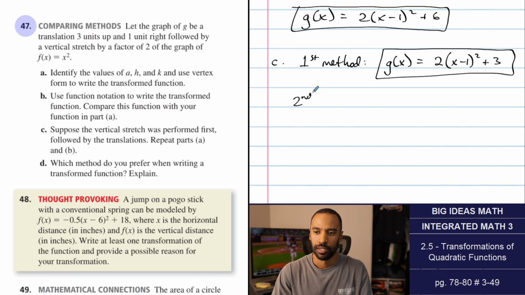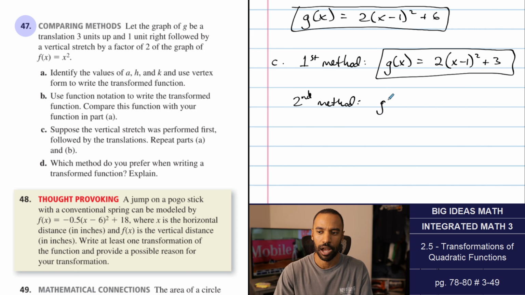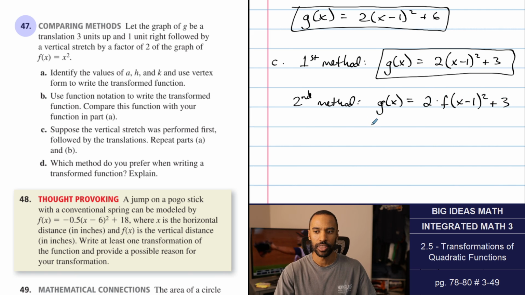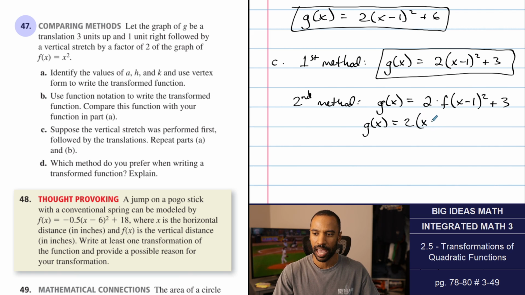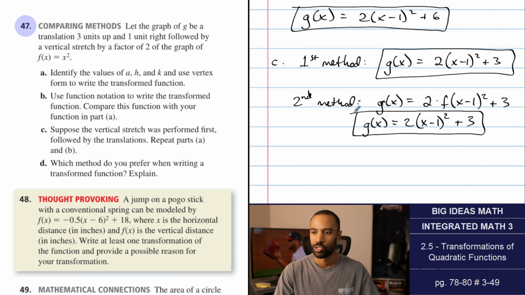Now the second method, it depends on whether you know to be careful with this. You could make an h of x in between. Maybe you know you can do this all in one step. You do the vertical stretch to the function, within that function you go 1 unit to the right, and you translate 3 units up after the stretch. So I think that still works. There's still that step in between. So that's 2 times the function x squared. We take x, make it x minus 1, square it, and add 3. So they still are the same.